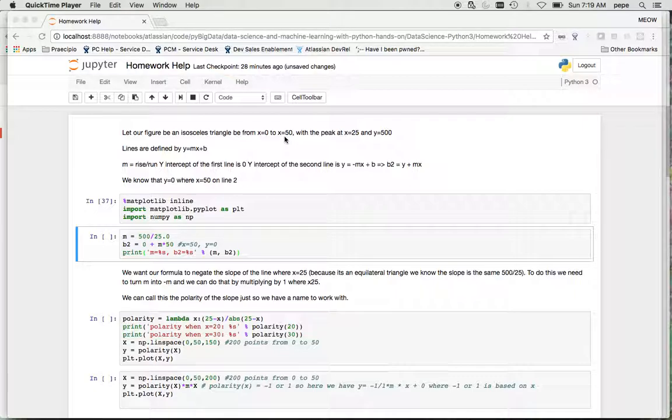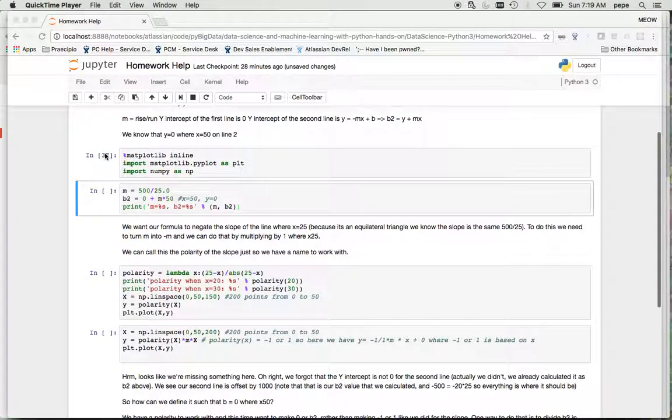We can think of the piece of the triangle that we're drawing as being two different lines. And lines are defined as y equals our slope times x plus our y-intercept. So we effectively need to know what this equation is for both of those two lines, and then combine them together into a single function. M, our slope, is defined as our rise over our run. So we know our triangle is 500 units tall, and that it takes 25 units to get to that peak.